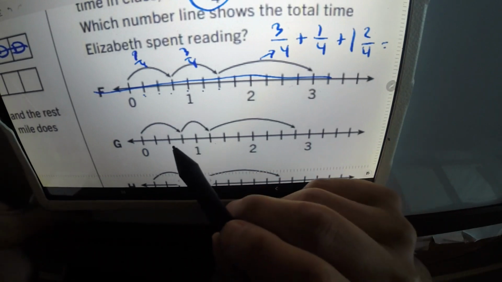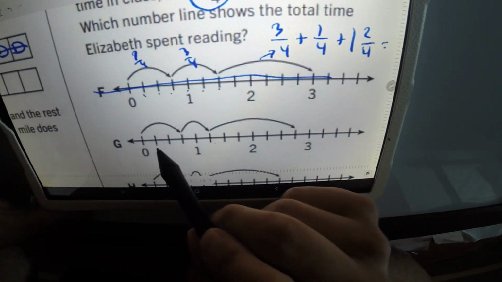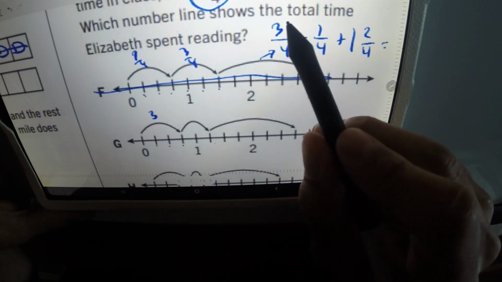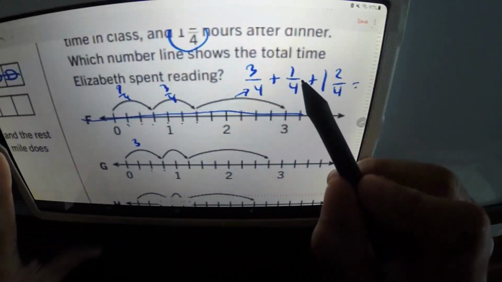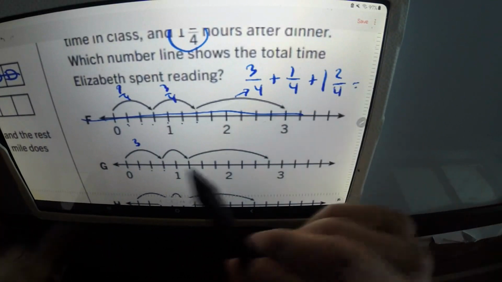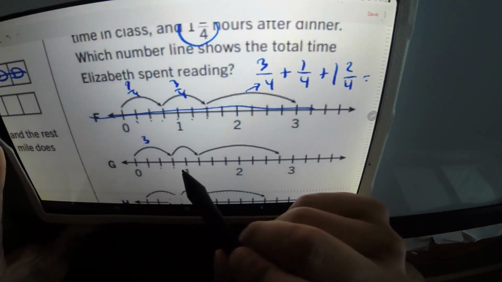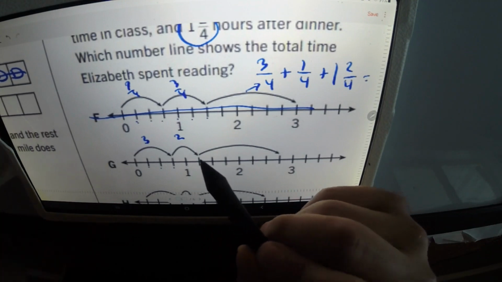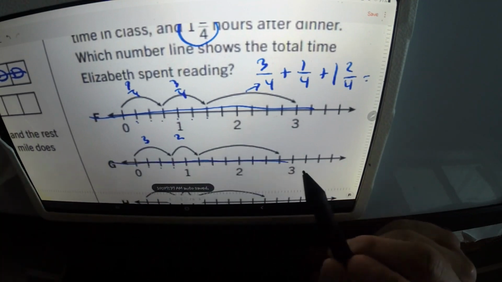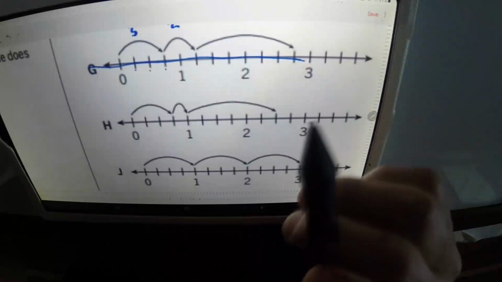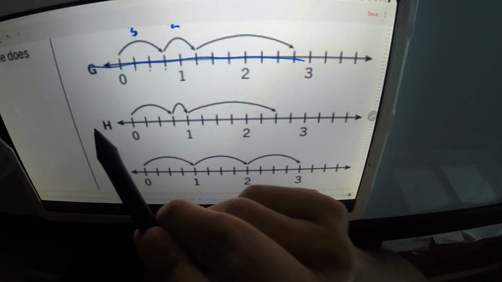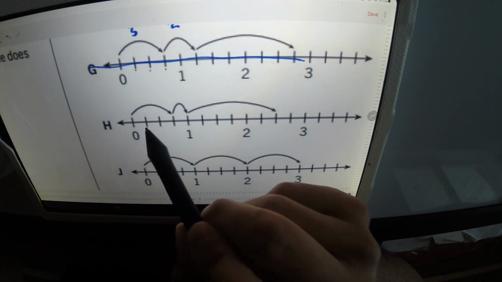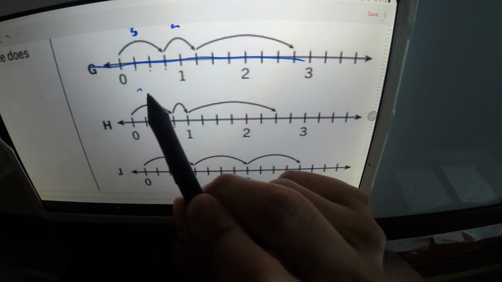So now let's go to G. 1, 2, 3. Okay, so that's 3. We're looking for 3, 1, and then 1 2/4. So this is 3. That's okay. 1, 2. That's not what we're looking for. So this isn't our answer either. We can eliminate that one too. Let's remember we're looking for 3, 1, and 1 2/4. So 1, 2, 3. This is 3. This is okay.